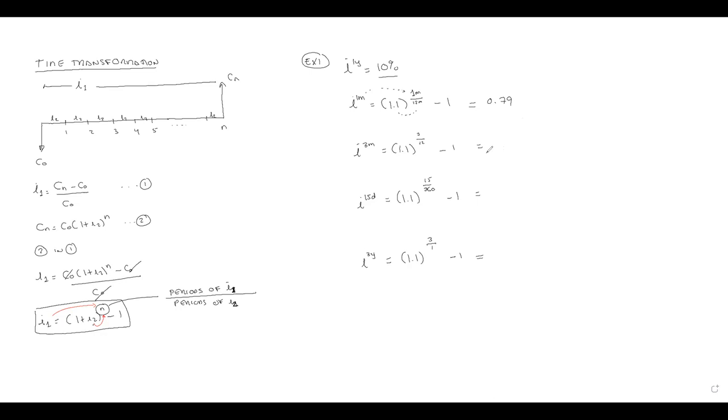0.79. Is this correct, 0.79? So this is 0.79% already, right? Guys, do you agree? If this is 10%, this is 1 month, should be 0.79%, right? I need to confirm, guys. 1.1 to the power of 1 divided by 12 minus 1, yes, it's already this one here. Okay, this one here is equal to what? 2.4%. Okay. Someone has confirmed this one here.